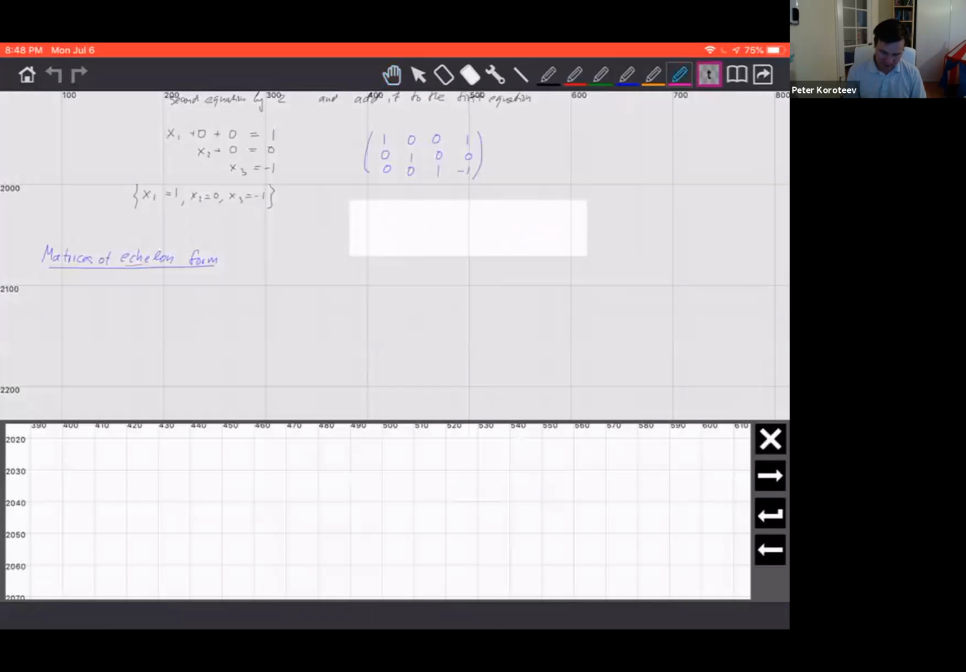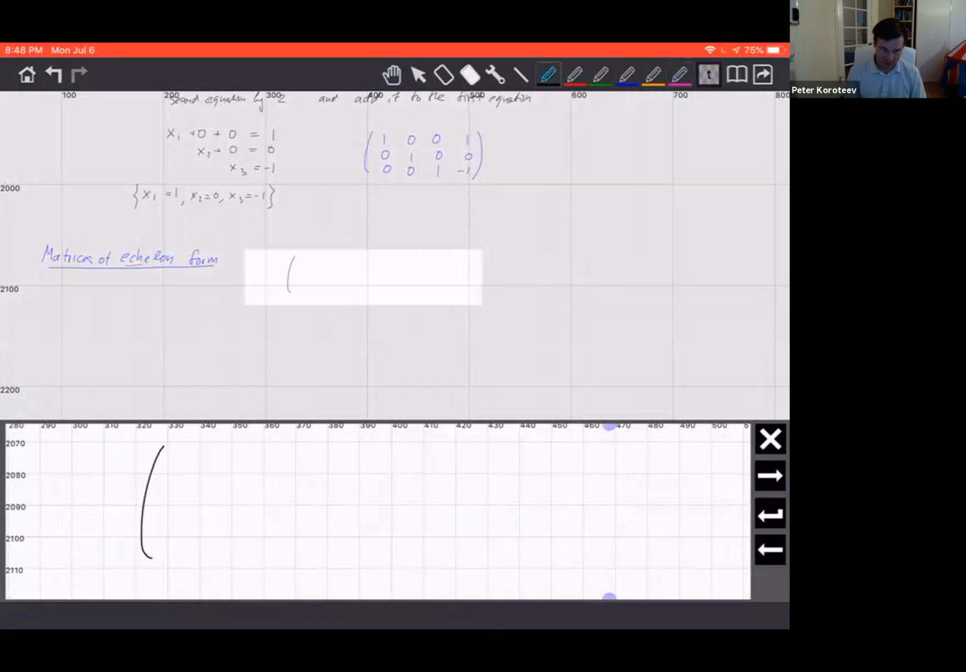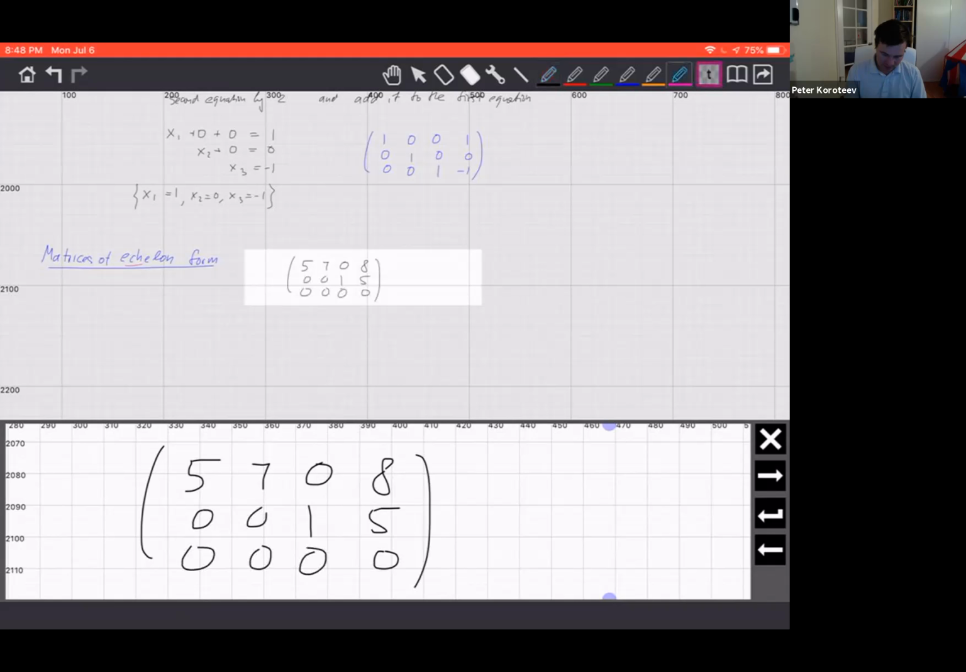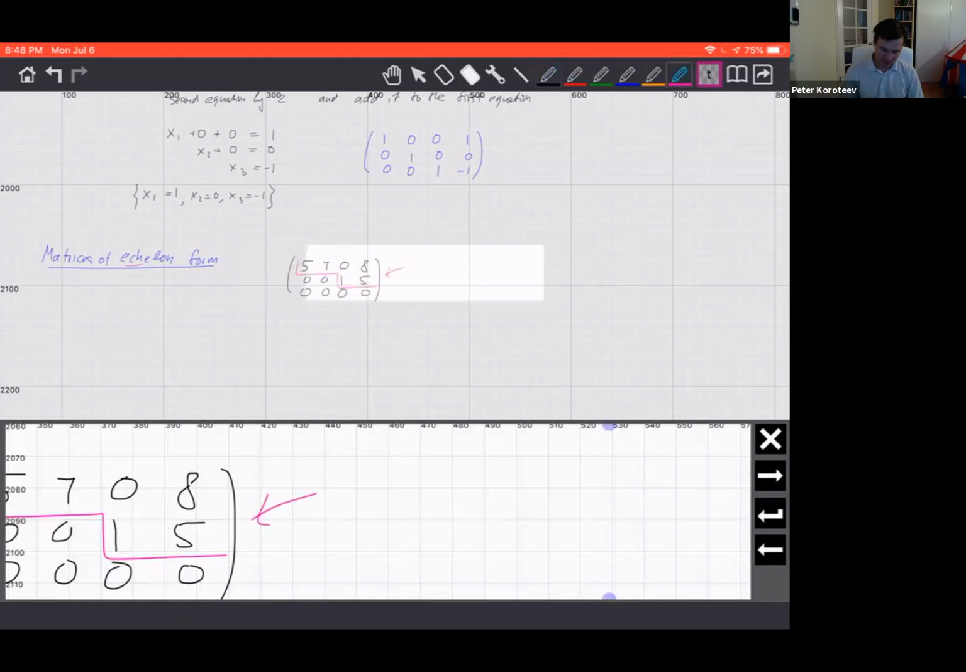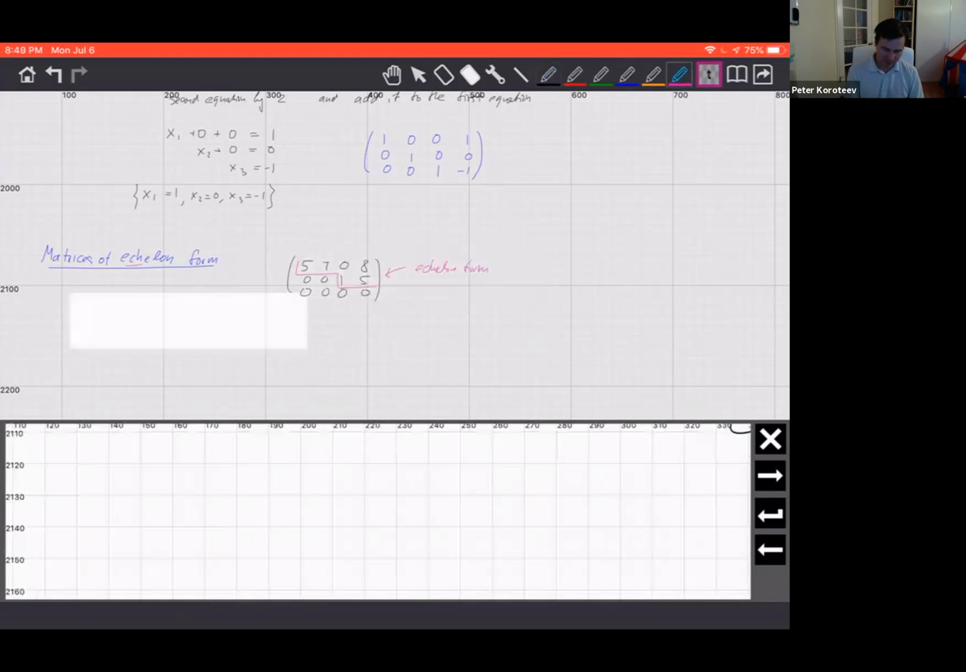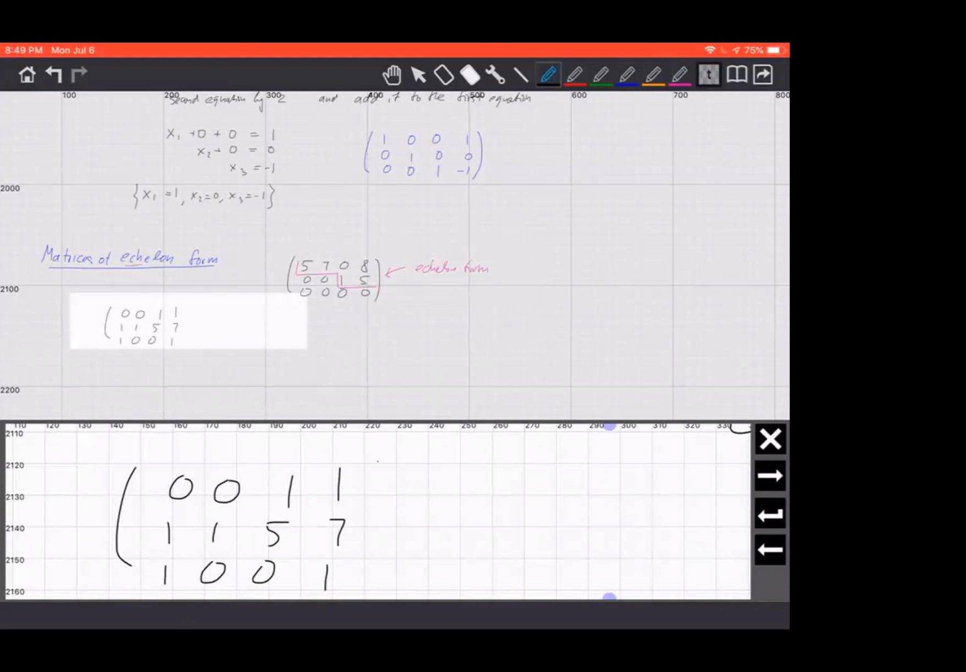Another example of a matrix in echelon form is, for example, 5, 7, 0, 8, 1, 5, 0, and then the rest are zeros. That does look like a staircase. The steps can be bigger or smaller, but that's also called echelon form. Now let me give you a matrix which is not of echelon form: 0, 0, 1, 1, 1, 1, 5, 7, 1, 0, 0, 1. So this is not.